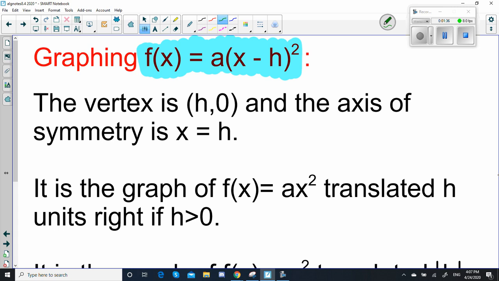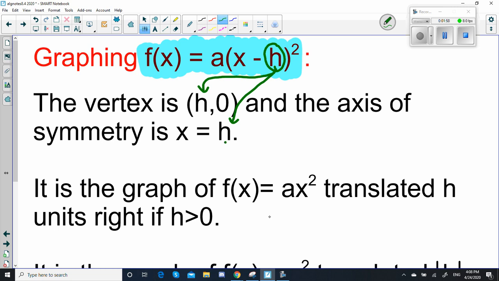All right, so we're looking for this h right here. Notice in the formula that it's minus h, okay? So h is what we're looking for. That h is going to tell us a bunch of stuff. It's going to tell us what the vertex is. So whatever that h is goes in for x in the vertex. And it's also going to go in for our axis of symmetry, x equals h.